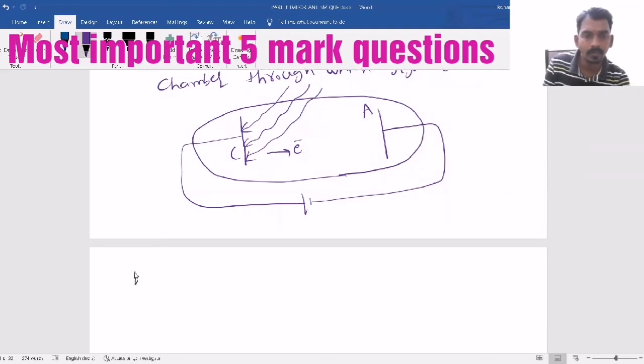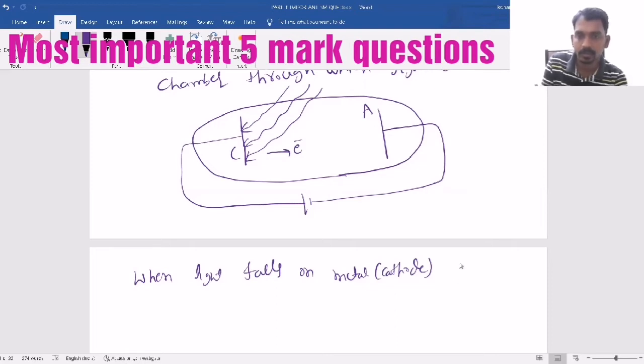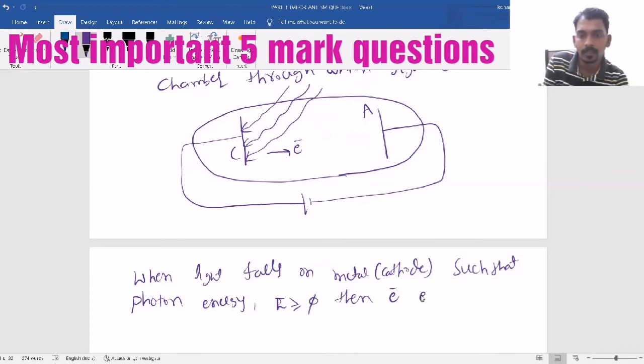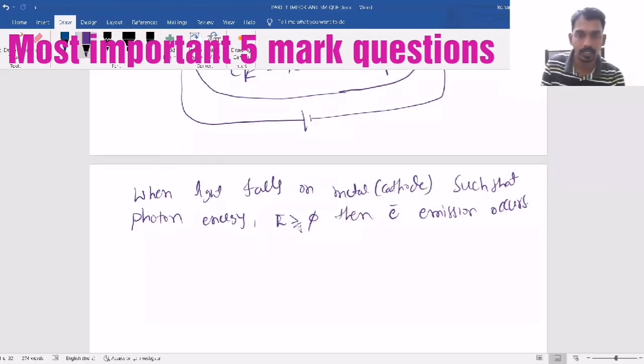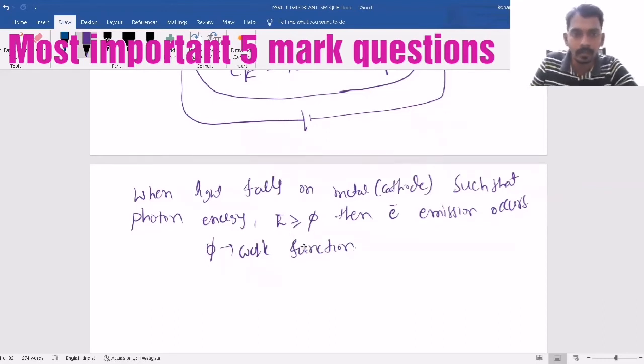Now, the first thing is, when light falls on metal, that is nothing but the cathode, such that photon energy E is greater than or equal to phi, then electron emission occurs, where phi is called the work function, the minimum energy needed to emit the electrons from the surface.